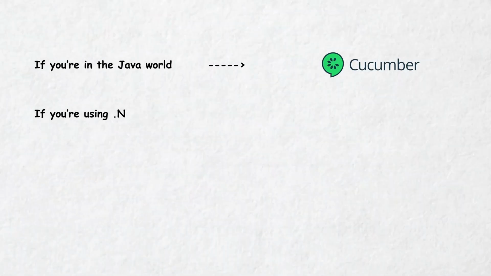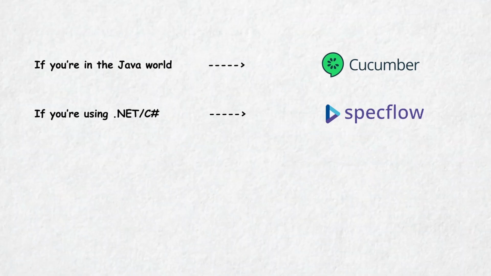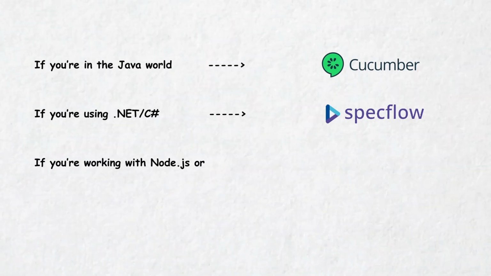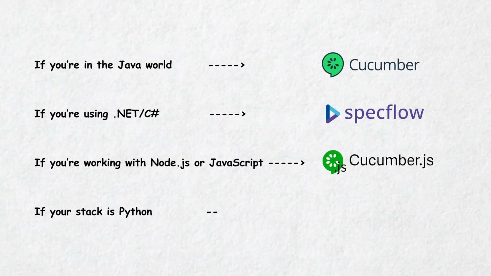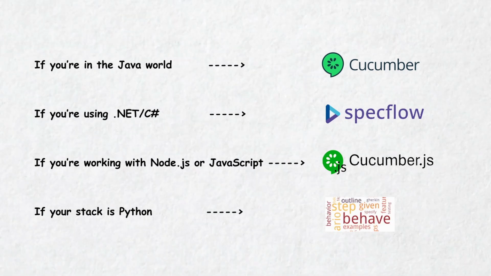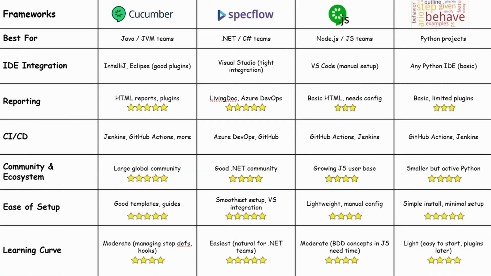If you are using .NET C#, choose SpecFlow. If you are working with Node.js or JavaScript, Cucumber.js is your match. If your stack is Python, Behave will get the job done simply. I've put together this quick comparison table to help you decide at a glance. No matter which you choose, a BDD framework helps bridge the gap between business requirements and automation tests, making your tests easier to read, maintain, and share.